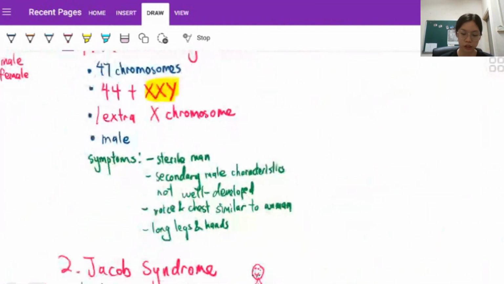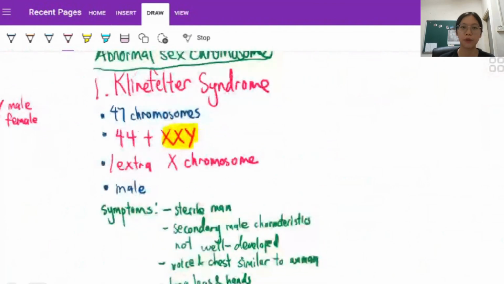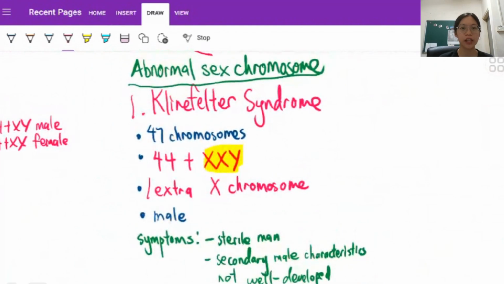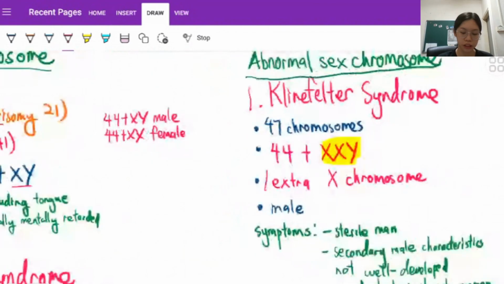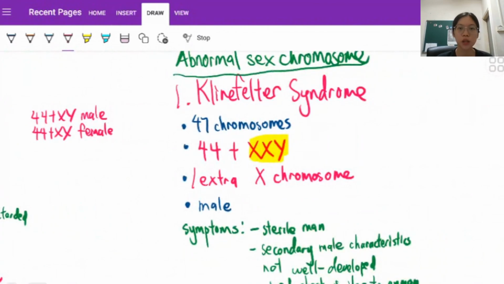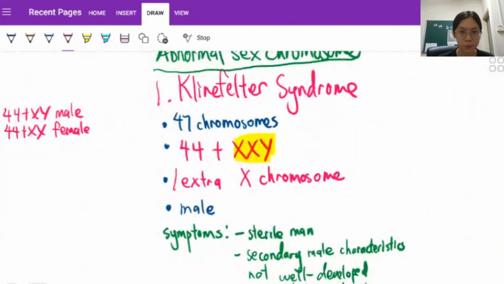Okay, what about these three? I understand a lot of students don't really know how to differentiate between them, and always forget them easily. If we take a look, the common thing is that these three have a normal sex chromosome number. For Klinefelter syndrome, yes, it got one extra chromosome, but the extra chromosome is actually occurring at the sex chromosome. It has one extra X chromosome.